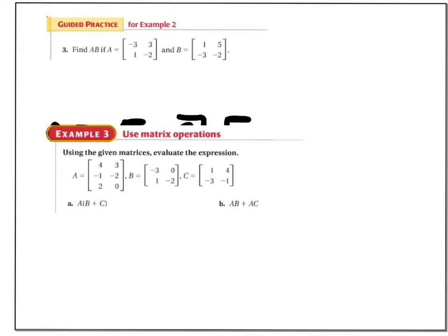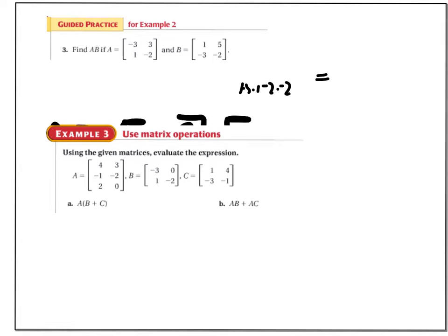All right. So now I need my second row elements. I will take second row times first column. So I will take 1 times 1 minus negative 2 times a negative 3. So let's write that down. Moving over to my second row, second column, I will take 1 times 5 plus negative 2 times negative 2. That's 1 times 5 plus negative 2 times negative 2.